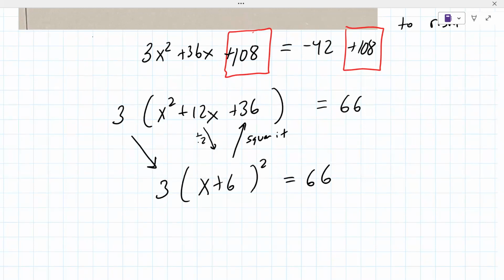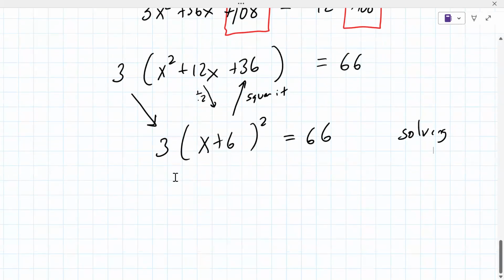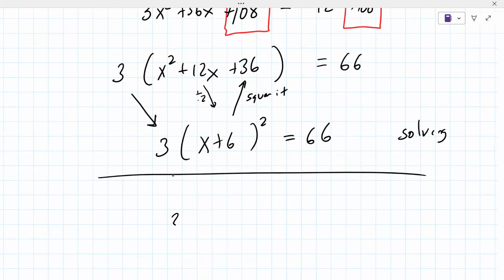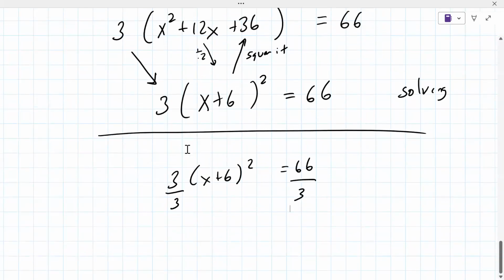Don't forget that. In a previous course, you might have just brought the 66 over and called it done. Here you actually have to solve. The last thing you want to do is undo the 3. You really want to solve for x. So the completing the square is over. I'm just going to rewrite it here for clarity. That's kind of a reset. You divide both sides by the number in front, 3. And so this becomes x plus 6 squared equals 22. You solve it not by expanding, but by taking the square root of both sides.